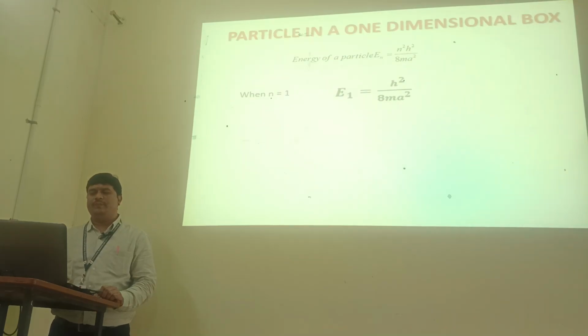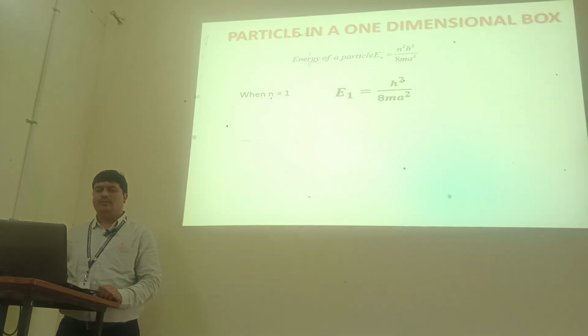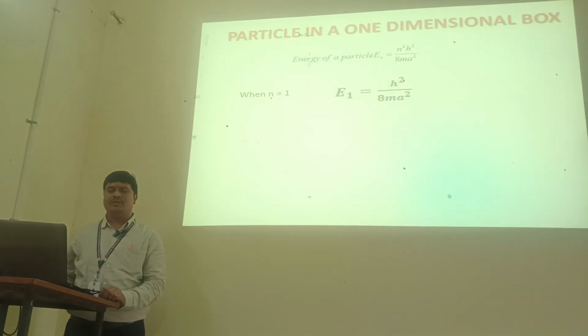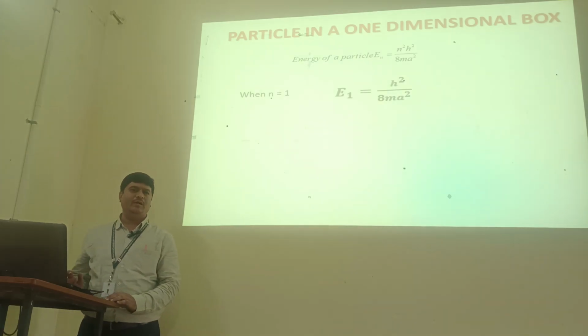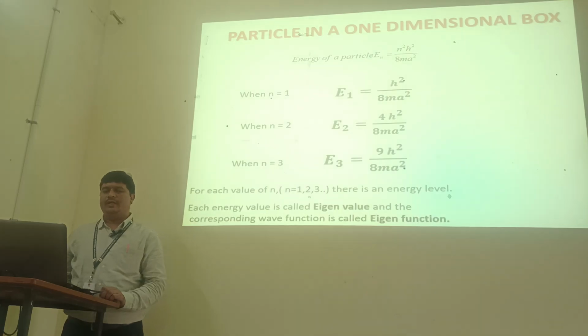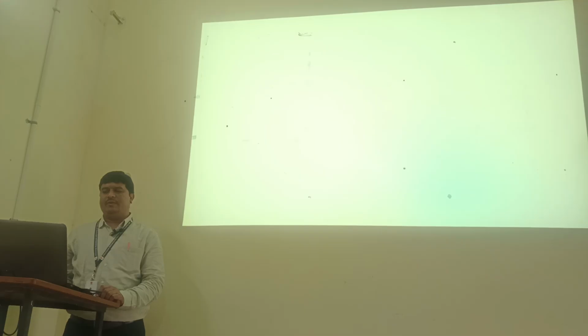Then for the particle in a one dimensional box, the energy of the nth level is En equal to n square h square by 8m a square, where n equal to 1, 2, 3, and so on. So suppose n equal to 1, E1 equal to h square by 8m a square; for n equal to 2, E2 equal to 4h square by 8m a square; and E3 equal to 9h square by 8m a square.